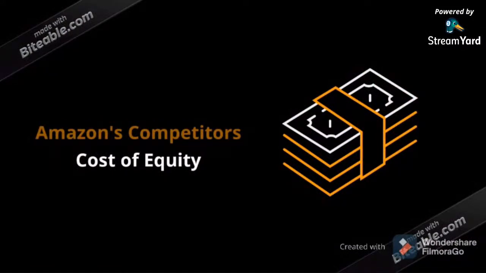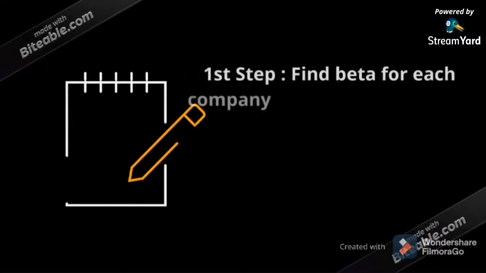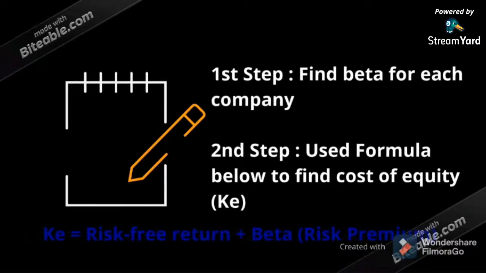Next, I will explain to all of you how to calculate the cost of equity for the Amazon competitors' companies. First step, you need to find the beta value. Beta can be found by using the formula, which is the asset beta times the value of equity plus debt multiplied by 1 minus the tax rate, and the amount will be divided by the value of equity. Then, by using the formula as shown in the slide, you can find the cost of equity for each company.